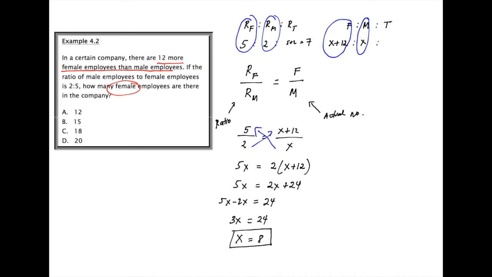However, this represents the number of male. Since we are looking for the number of female, we have 8 plus 12, and that is 20. So our answer here must be letter D, 20.